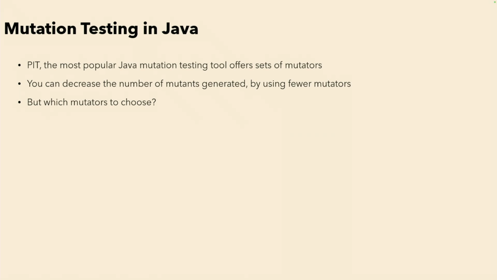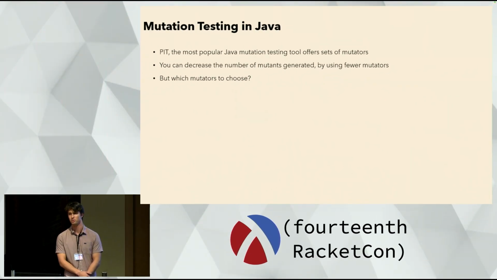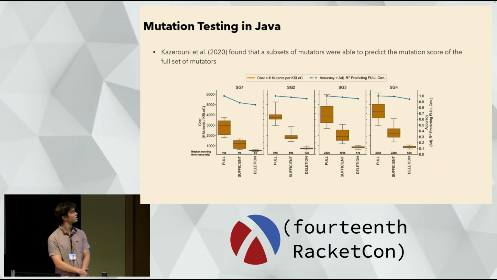One way to speed up mutation testing is just generating fewer mutants, so you run your test cases fewer times. So you just use fewer mutators. But that brings up the question, which mutators should we choose? So Dr. Kazerouni and his team in 2020 found that a subset of mutators was able to predict the mutation score of the full set of mutators.